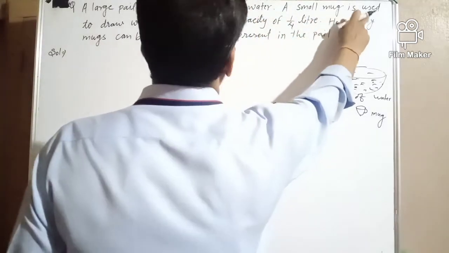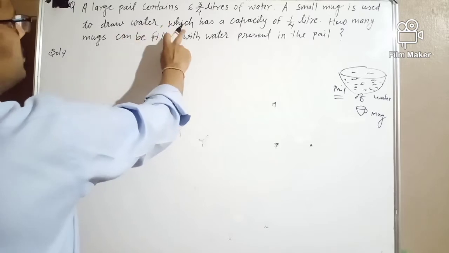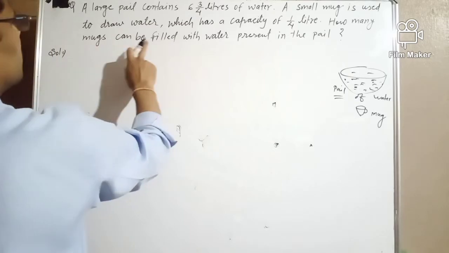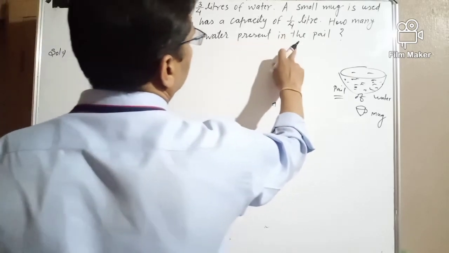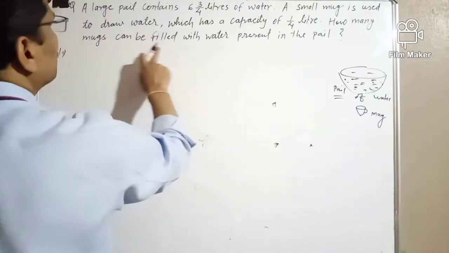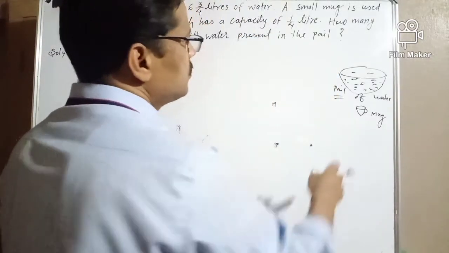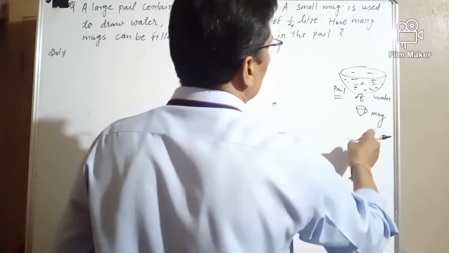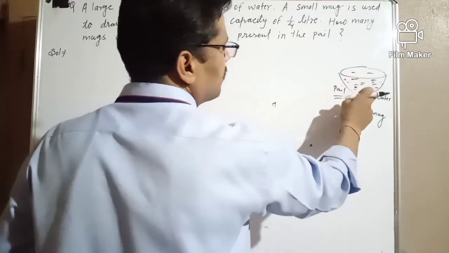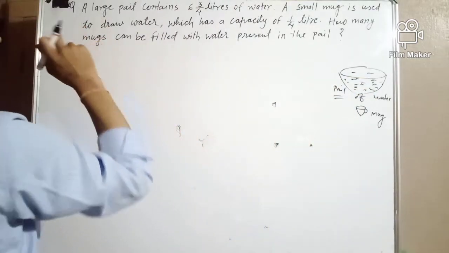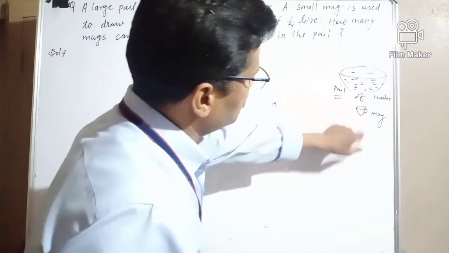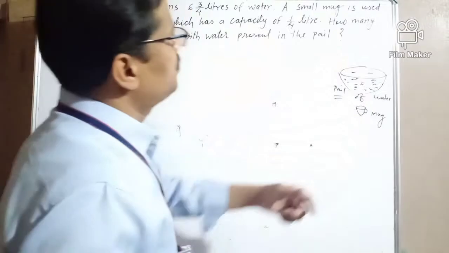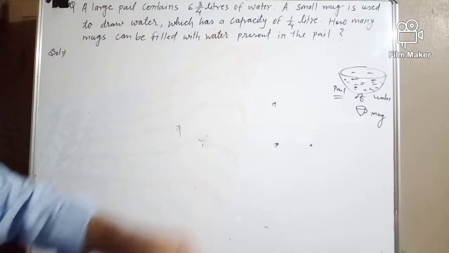Okay. A large pail contains 6 whole 3 upon 4 liters of water. A small mug is used to draw water, which has a capacity of 1 upon 4 liters. How many mugs can be filled with the water present in the pail? So this is the pail of water. How many mugs can be filled with that water? First we should write the capacity of the pail and then the capacity of the mug. If you divide the capacity of the pail by the capacity of the mug, we will get the number of mugs that can be filled with that water.